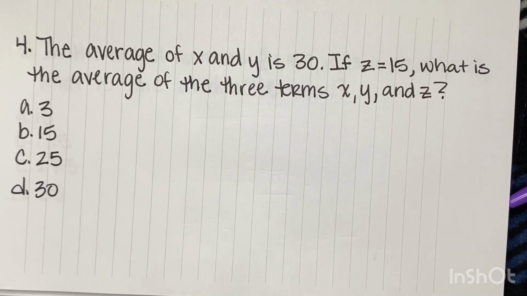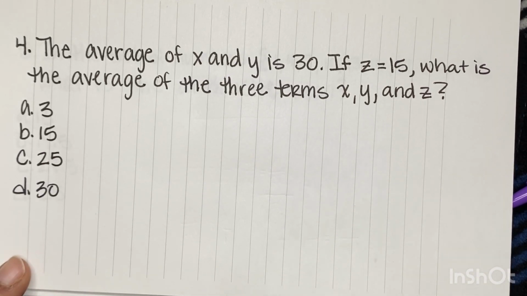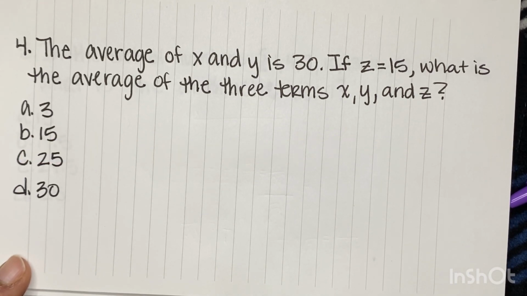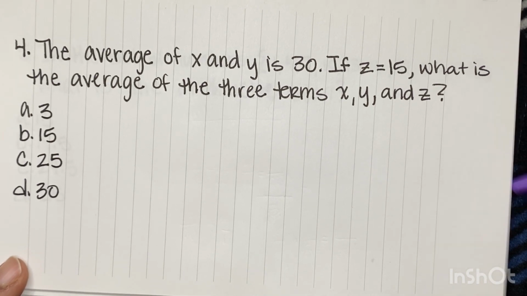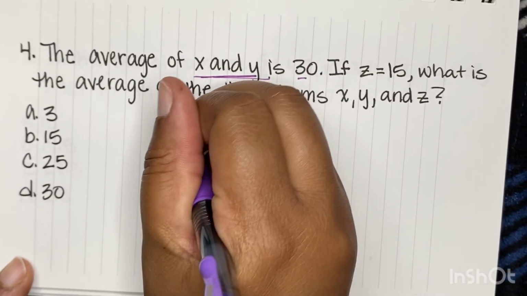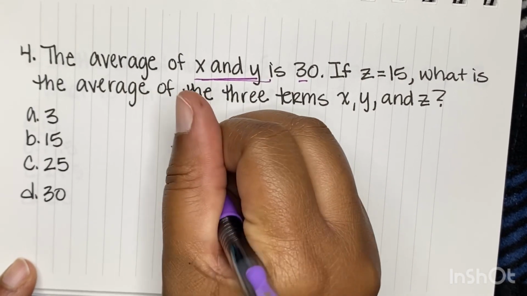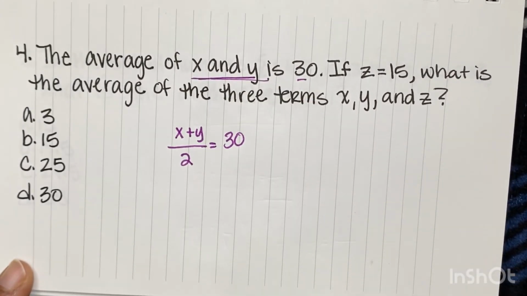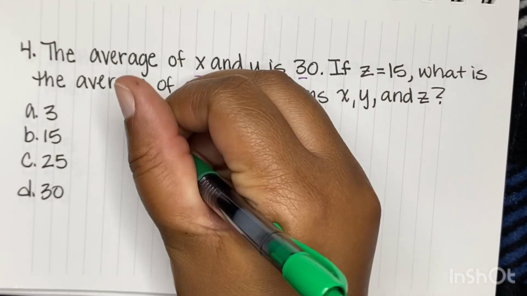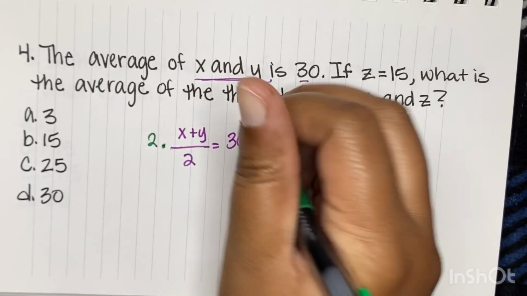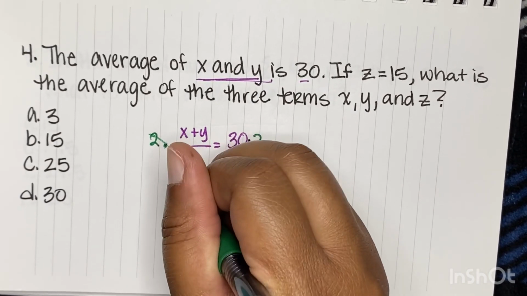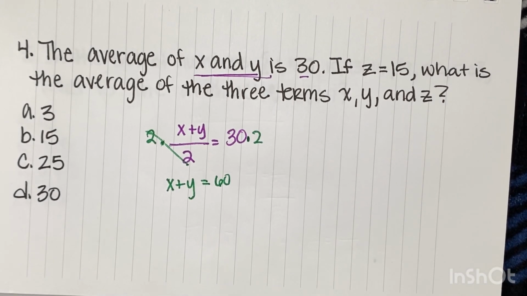Number 4. The average of x and y is 30. If z equals 15, what is the average of the three terms x, y, and z? Okay, so they gave us the average of x and y. So I know if I added x plus y and I divided it by 2, my average will be 30. So let's solve for what x and y would be. So we would need to multiply by 2 because this is division, so we're undoing division. And what I do to one side, I have to do to the other. So I know x plus y equals 60, okay?